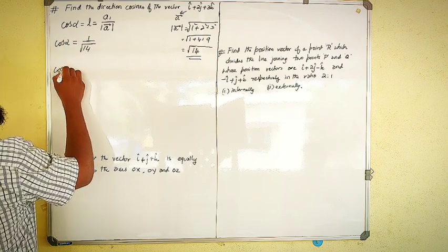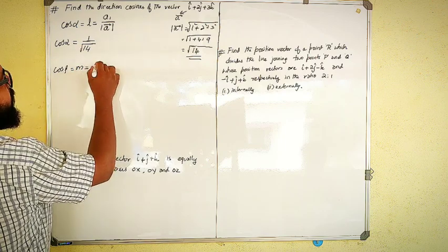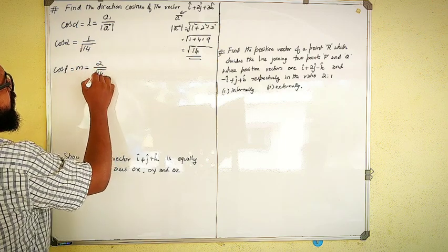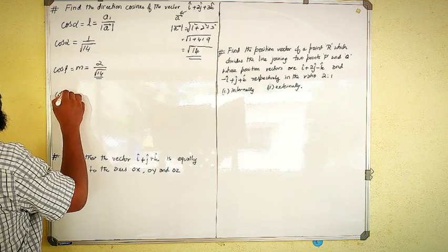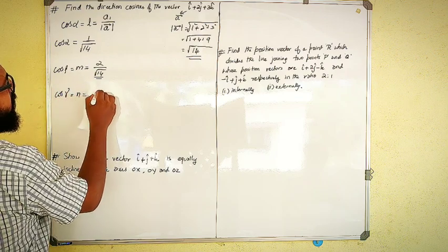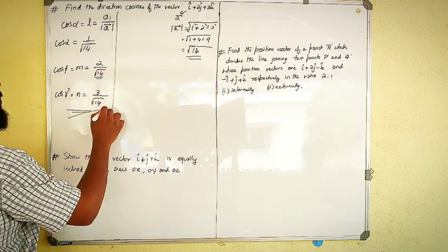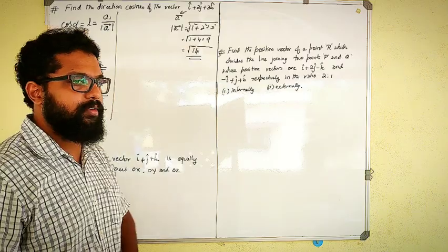So another direction cosine, cos beta, is m, which is equal to 2 by root 14. Correct? Then cos gamma is equal to n, that is 3 by root 14. So these are the direction cosines. Directly I could find out.